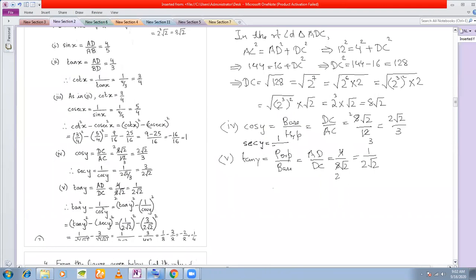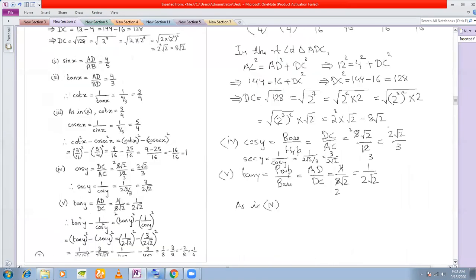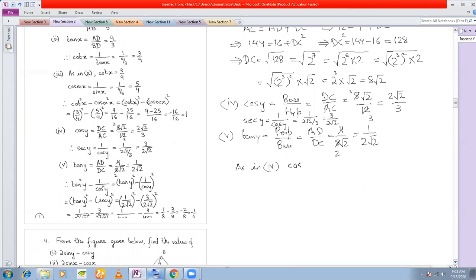Sec y is nothing but the reciprocal of cos y, which is 1 by 2 root 2 by 3, which is 3 by 2 root 2. So as in 4, since I found sec y in 4, I'll simply write as in 4. This is 1 by cos square y. So as in 4, we need the value of cos y, and cos y is equal to 2 root 2 by 3.